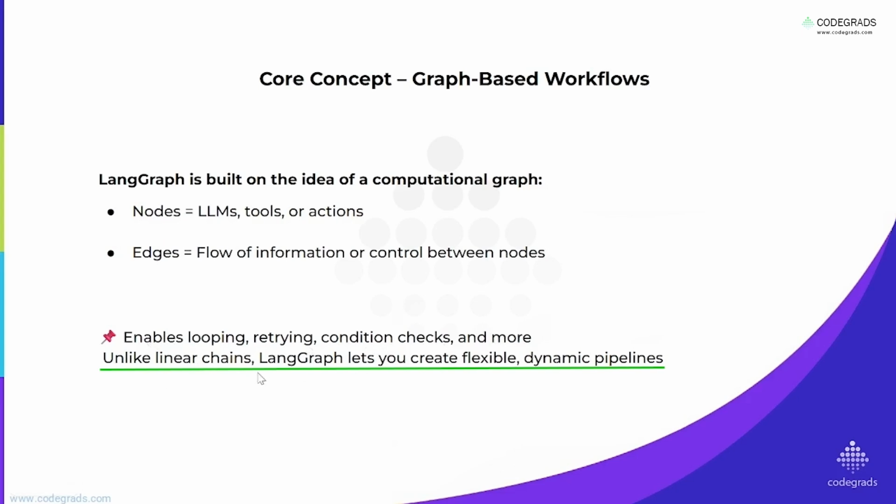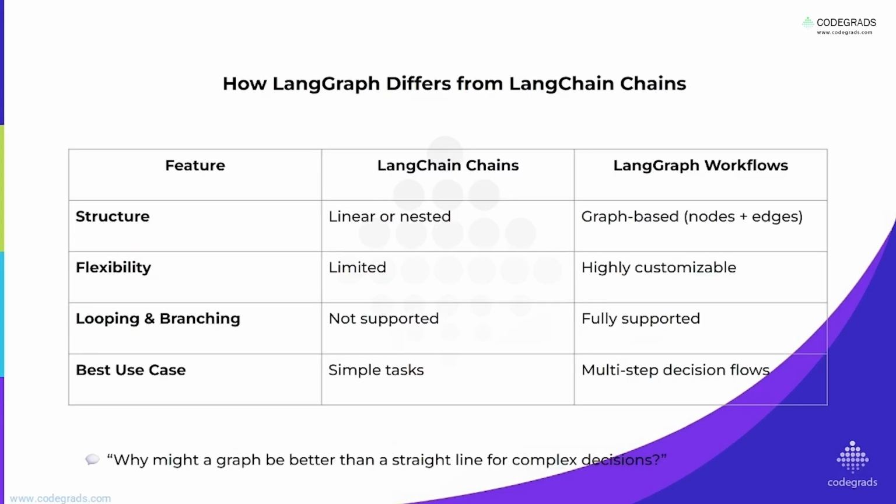Unlike linear chains, LangGraph lets you create flexible, dynamic pipelines. Looping is involved, and we can have multiple loops here. We can retry if the answer is not correct. We can have condition checks, if-else conditions based on state in LangGraph, and more things are also involved, but these concepts are not involved in linear chains. So LangGraph plays a very important role when we need such conditions, and it lets us create flexible as well as dynamic pipelines.